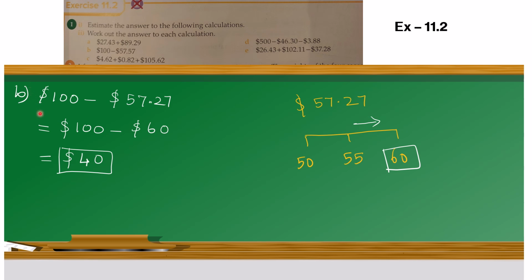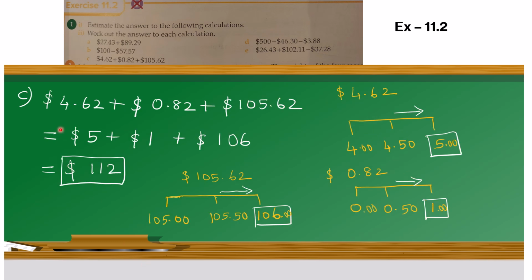The sum $100 minus $57.27. Okay. So we have to estimate the answer. Let's take $57.27. Here we are using the number line. So 10 ranges I have taken. So 50, 55, it's 60. Now look at the number 57.27. This is above the middle number. So what is our middle number? That is 55. This number is more than 55. So we have to take 60. So from $100, we have to subtract $60. Okay, so the answer is $40.